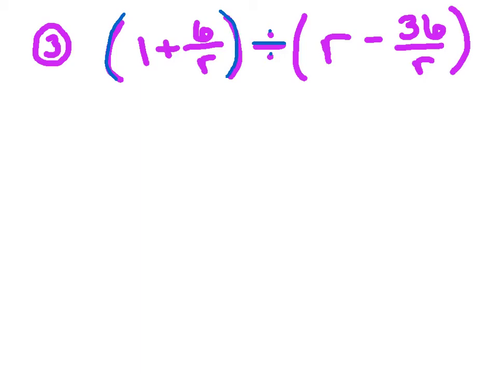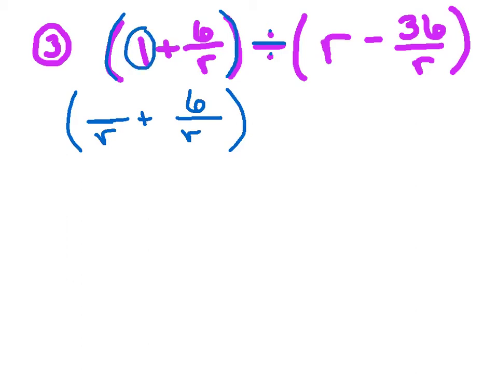What do you think your common denominator should be? Hopefully you said r. I'm going to use a denominator of r for both of these. That means the second fraction does not change. It remains 6 over r. The first term used to be a 1. Now it's going to be r over r. If I combine those two, I'm going to get r plus 6 divided by r.